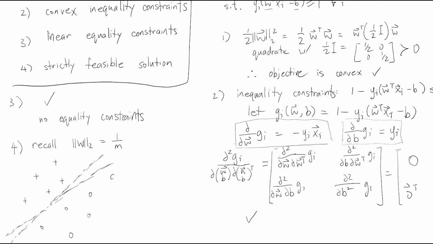So the geometric argument is that we can wiggle a line that separates the classes to get another line that also separates the classes.